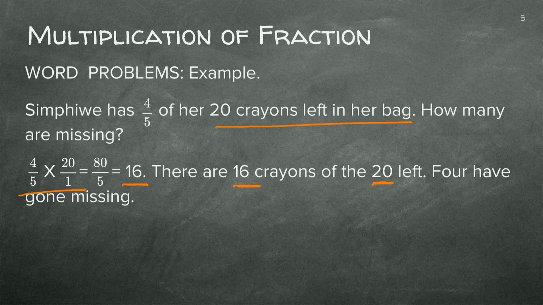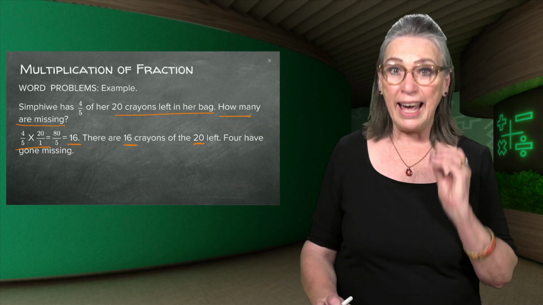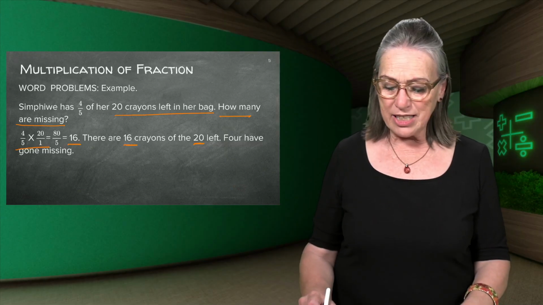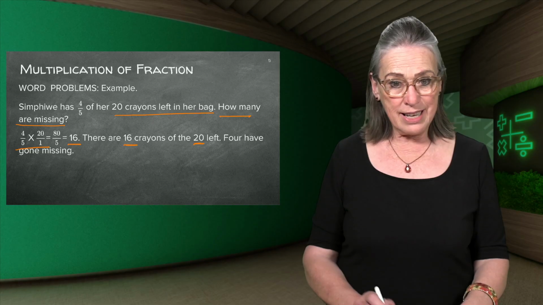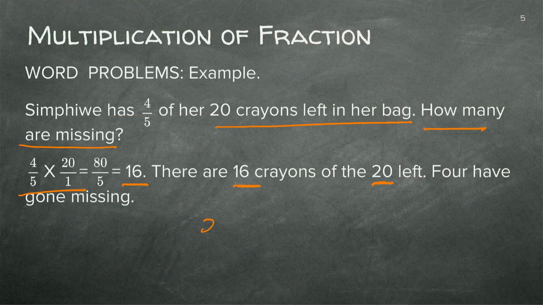But that is not what they ask. They ask how many are missing. Please always look for what they're actually asking. So they ask how many are missing. So we're going to say 20 minus 16. In other words, we have 4 missing crayons.